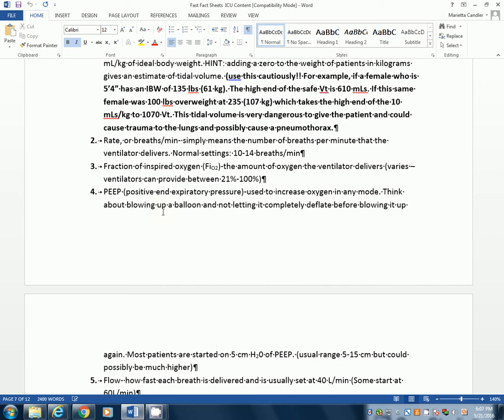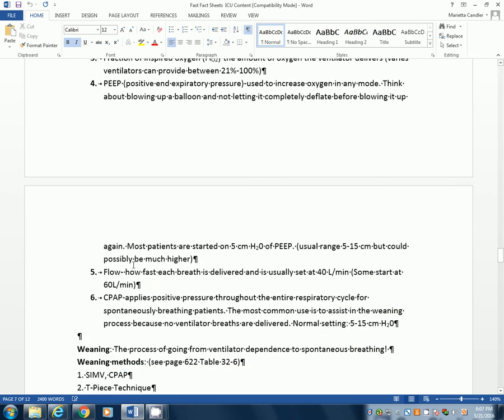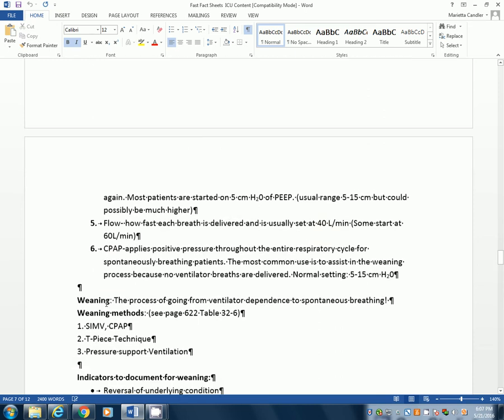Most patients start out with about 5 centimeters of PEEP, and the usual range is 5 to 15. It could possibly be a little bit higher, but you're going to see usually PEEP set between 5 and 15 centimeters. And it's just giving those alveoli a little extra boost at the end to open them up. Flow is how fast each breath is delivered, and usually set at about 40 liters per minute. Some start at 60.